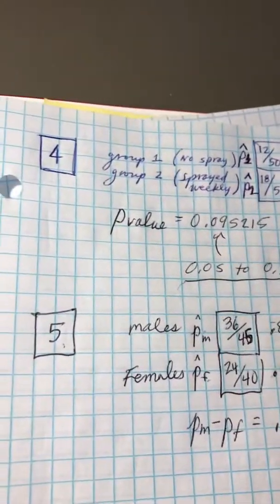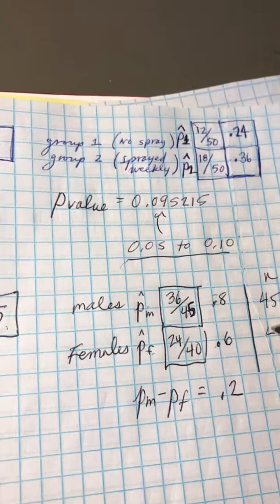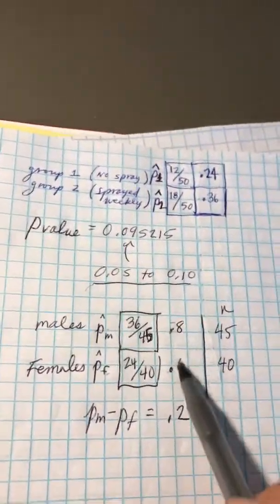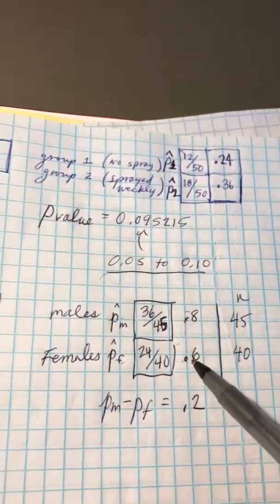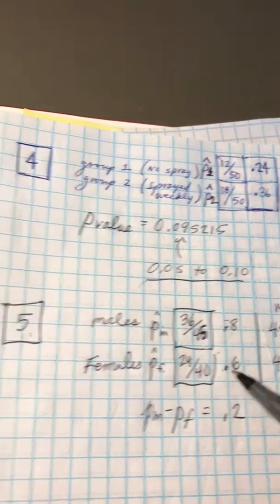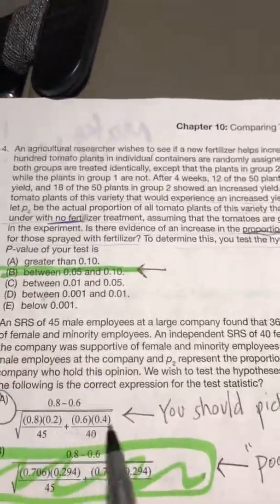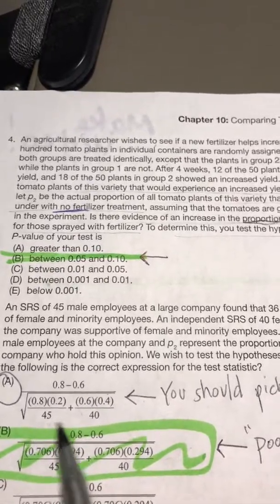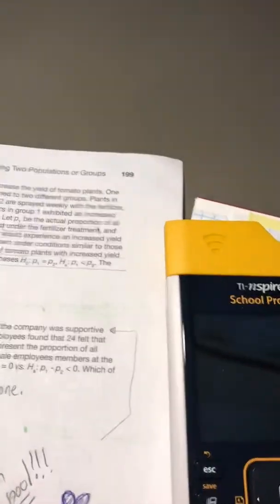Then we think about our N, right? This was 45, this was 40. And so we need to make sure we're looking for these numbers. You can also think about the complement of that would be 0.2, and the complement of that would be 0.4. So the formula that we need to calculate the test statistic would be this formula, unless we were pooling it. So this would be the formula that you should pick. So you're thinking, well, how would I pick it or not pick it?